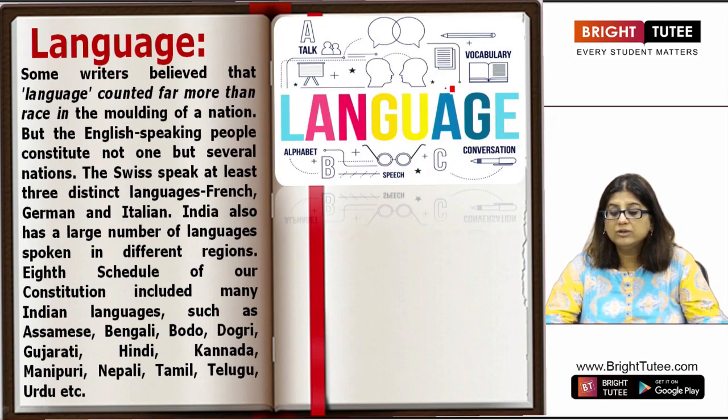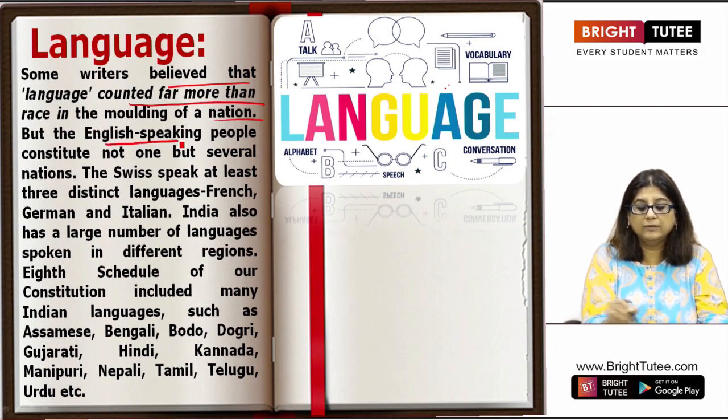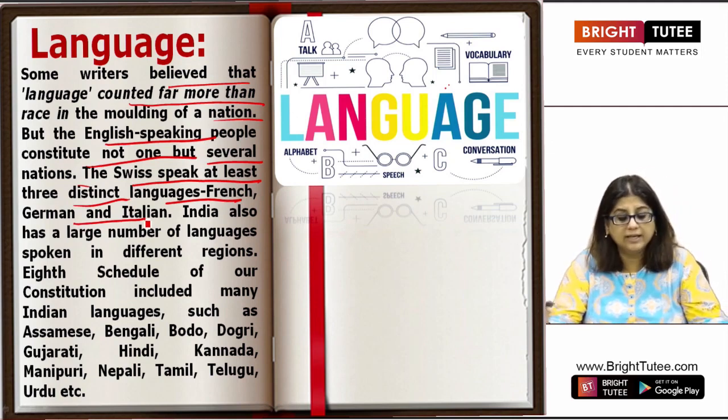And language is also a way through which you communicate, converse and talk with others, and express your views. But some writers believe that language counted far more than race in the molding of a nation. But the English-speaking people constitute not one but several nations. The Swiss speak at least three distinct languages, French, German and Italian, and so it is in India also.